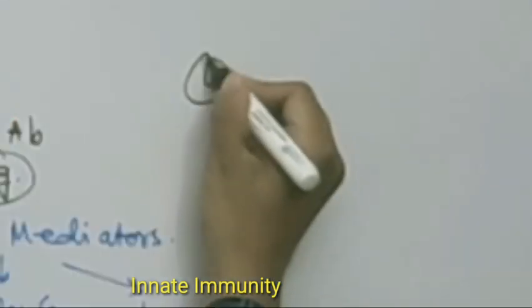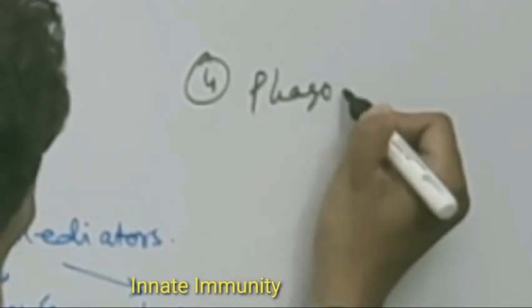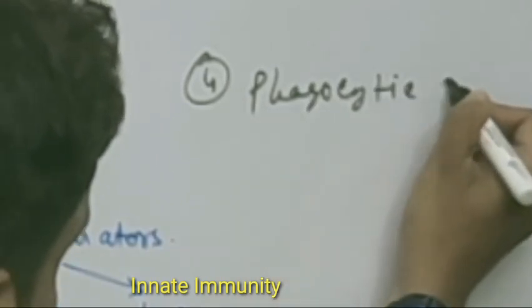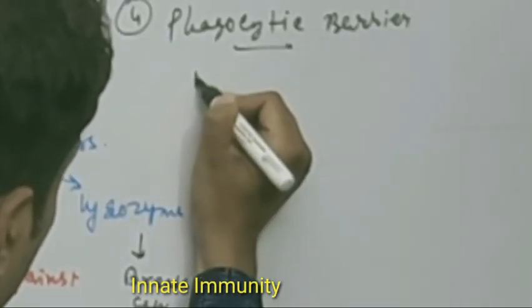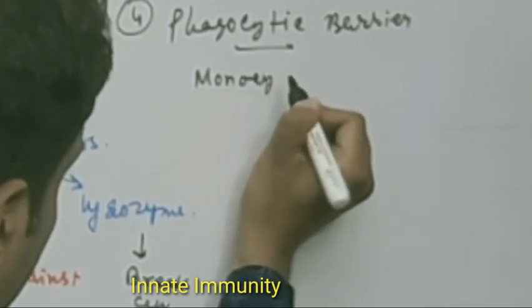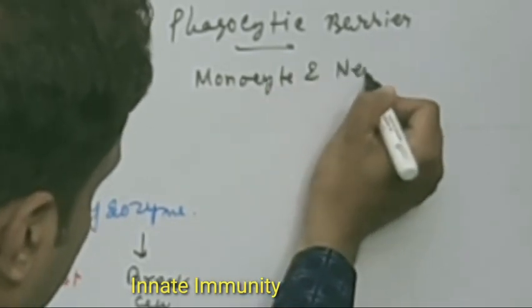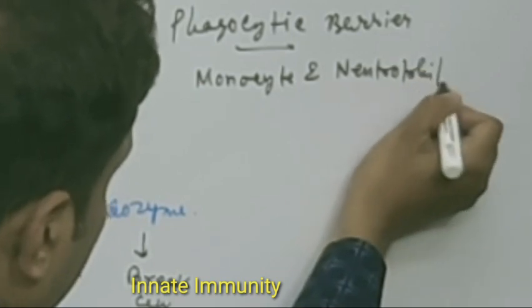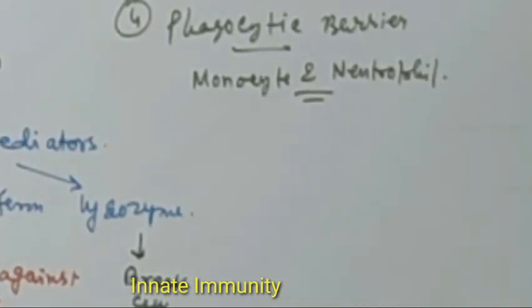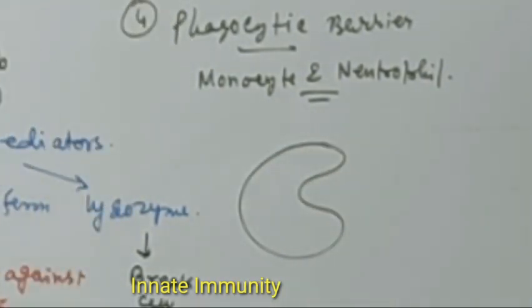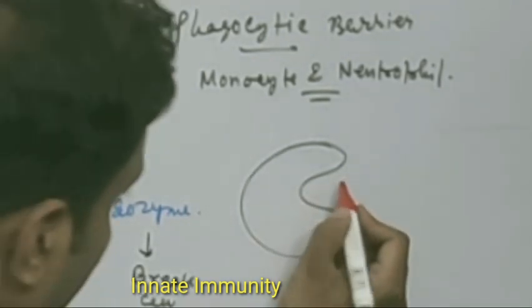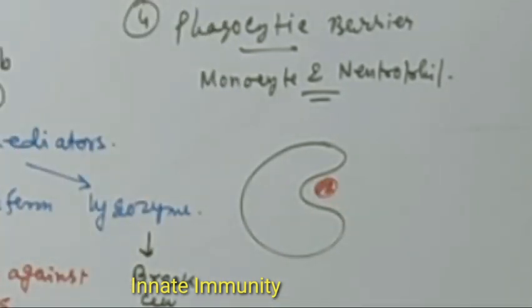Then the fourth one is the phagocytic barrier. In our blood, the monocyte and neutrophil are types of leukocyte. Monocytes and neutrophils function as phagocytic cells. When a pathogen or antigen enters into our body, they will kill this pathogen by the process of phagocytosis. You should know the details of phagocytosis, but here I shall describe it very briefly.